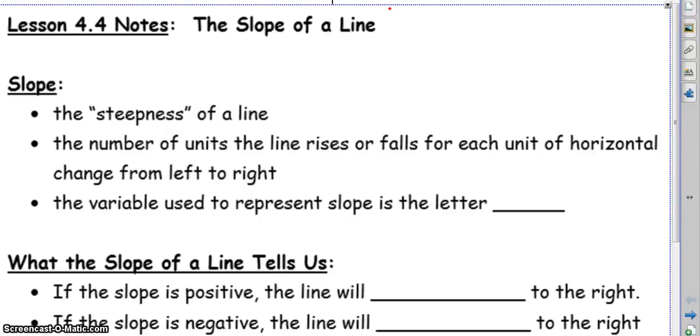Welcome. This is lesson 4.4, the slope of a line. So listen carefully and make sure you get all the notes copied in. First up, the slope is the steepness of a line. It is the number of units the line rises or falls for each unit of horizontal change from left to right. The variable used to represent slope is the letter m.